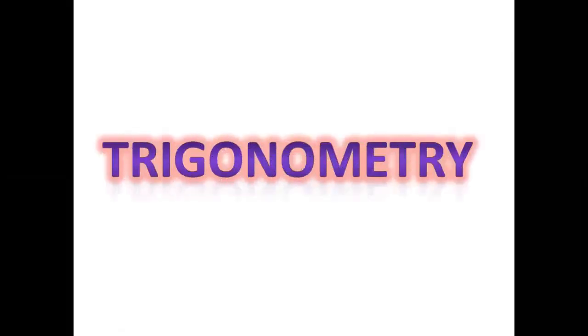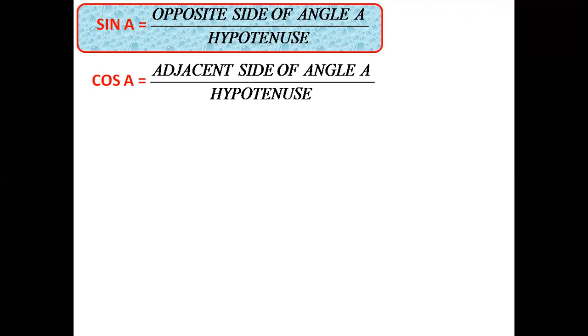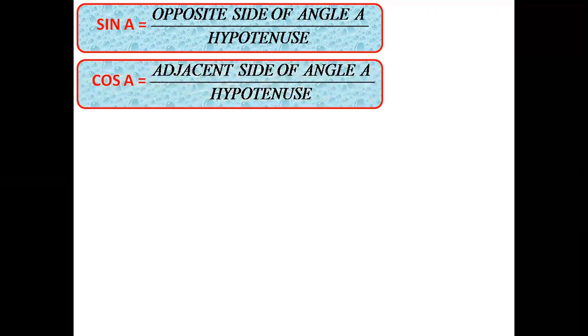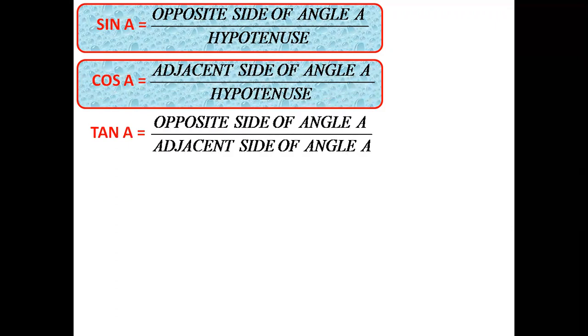Yes, our chapter is trigonometry. We have learned some formulas. Let us recall once. Sin A is equal to opposite side of angle A by hypotenuse. Cos A is equal to adjacent side of angle A by hypotenuse. Tan A is equal to opposite side of angle A by adjacent side of angle A.